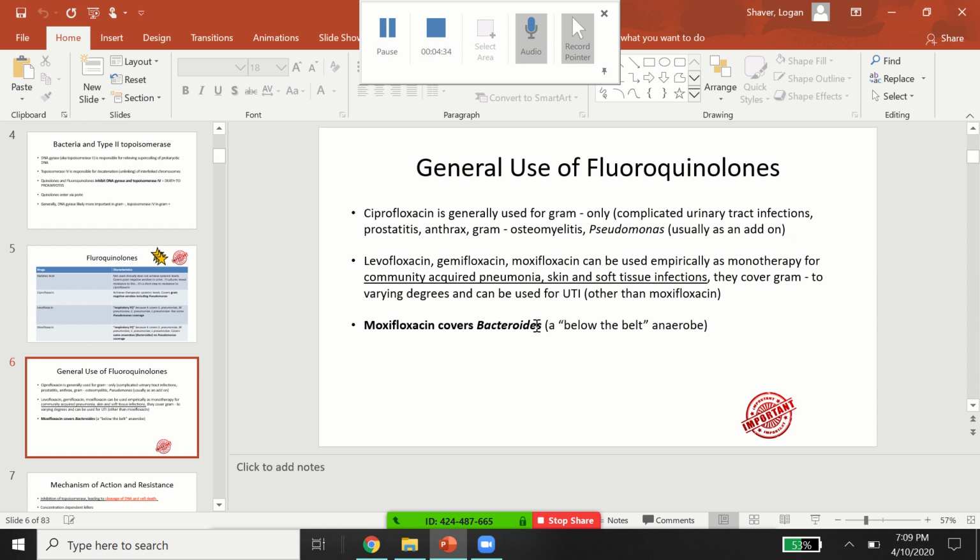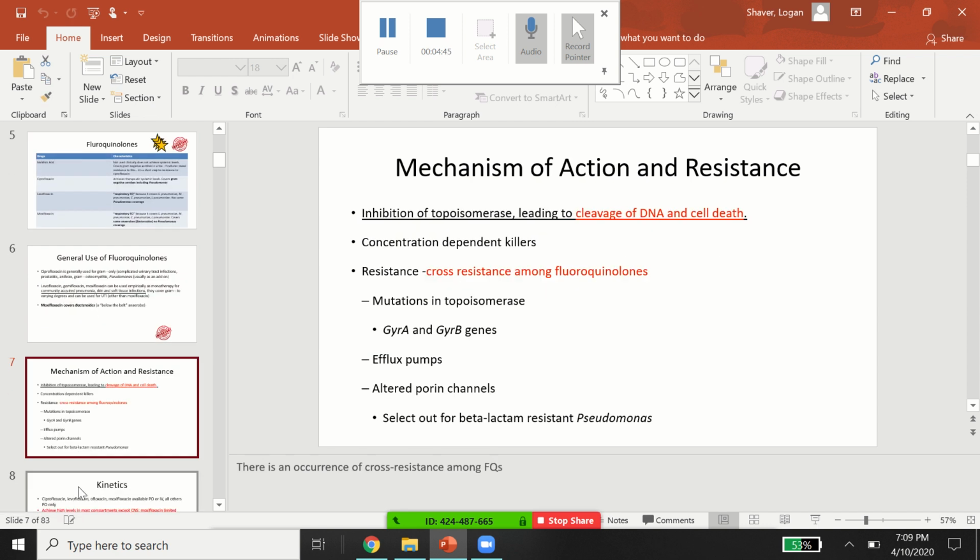And of course, they're going to give you either Levo or Moxie as an answer, and then they would give you Cipro to try to trick you. So just make sure to know the differences. And then this, like I said, kind of goes into it anyway. It says inhibition of topoisomerase, which we kind of covered with the DNA gyrase thing.